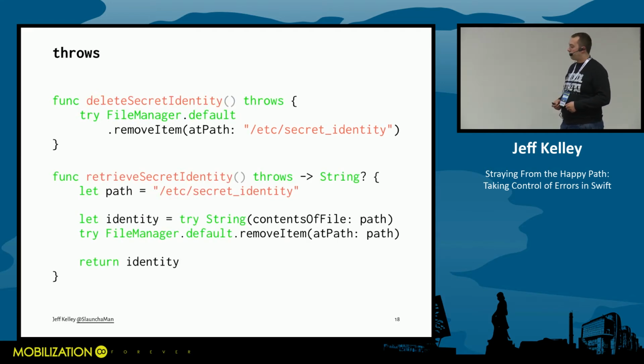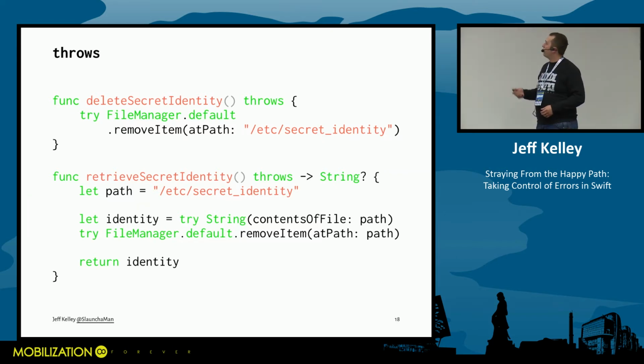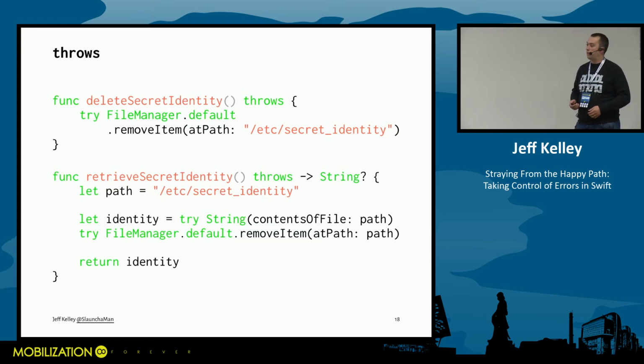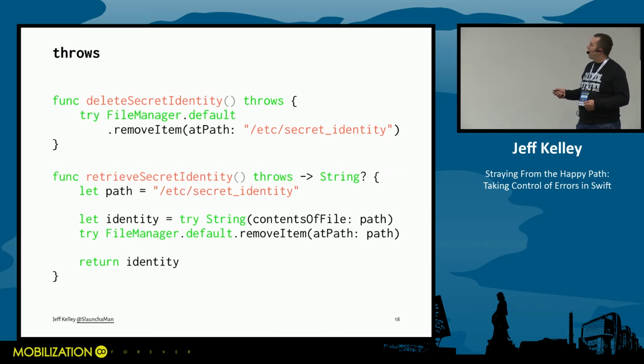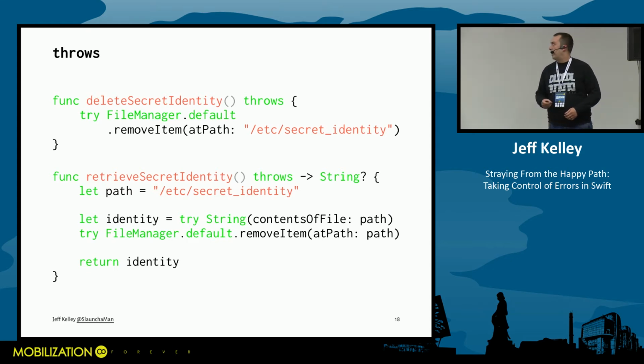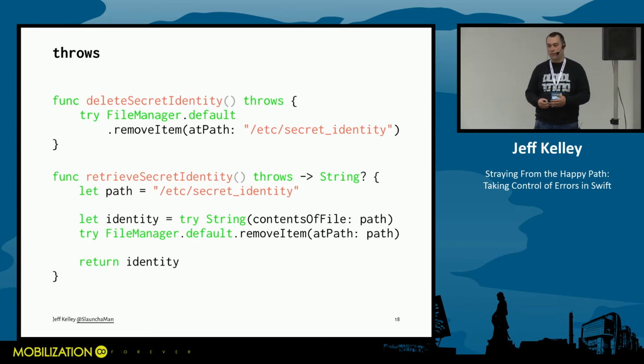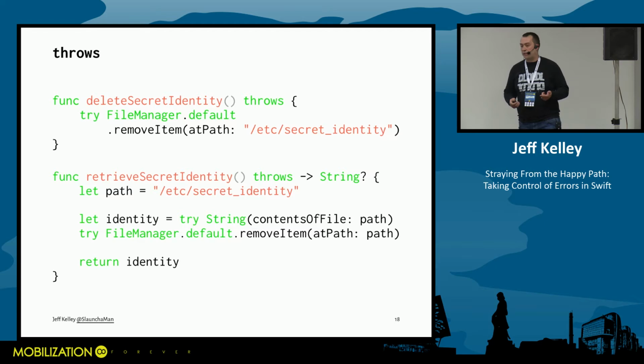So if you've never written anything that uses throws, if you're new to error handling in Swift in general, you can write these methods yourself. You just put throws right before the return type. If there's no return type, then you just put it right before the brace. And when you're in this method that can throw, anytime you call something that could itself throw, you just call it with try, and it'll bubble that error up to whatever's calling you. So in these two methods, if delete secret identity fails, or if retrieve secret identity fails, then as the caller of the code, you'll get some error back.